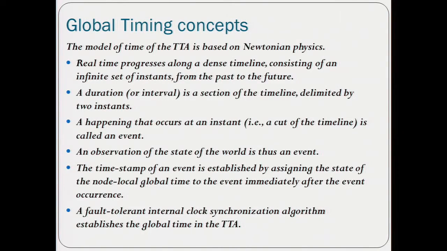Then a fault-tolerant internal clock synchronization algorithm establishes the notion of global time. This is what I was talking about before, when we said if these two guys have a clock that doesn't quite match, we try to find the intermediate closest time to the two, and then we align the two to that. Right? That's a synchronization mechanism. It's not the only one, mind you. There are all kinds of other synchronization mechanisms.